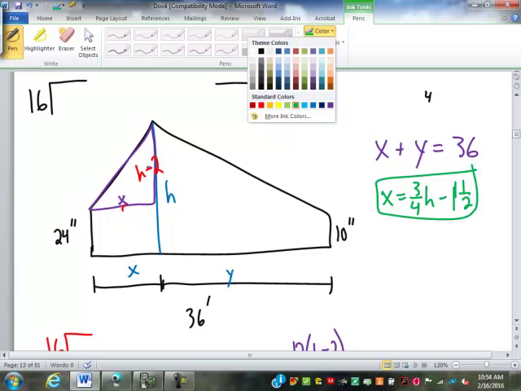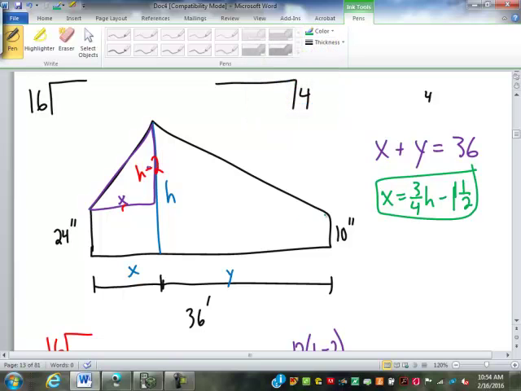Anybody totally, completely freaking lost right now? Trying not to be? Okay. Well, the good news is we got one more side to go, so hopefully some of those things will become a little more clear on this other side.